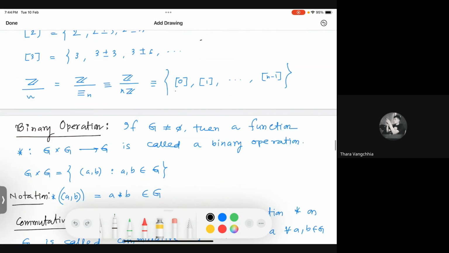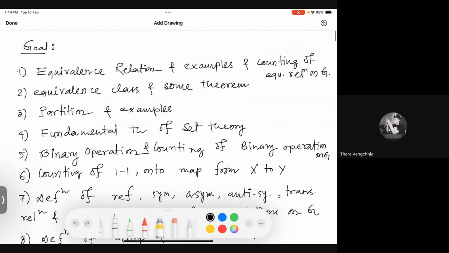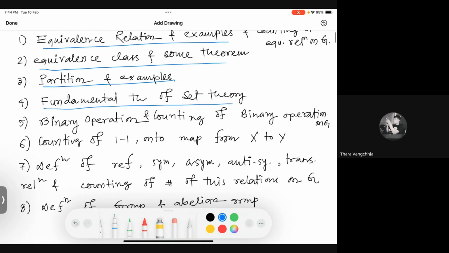So till now, what we have learned: what an equivalence relation is and its examples, what an equivalence class is and the three theorems, what a partition is and some examples on partition, the fundamental theorem of set theory, and what a binary operation is.